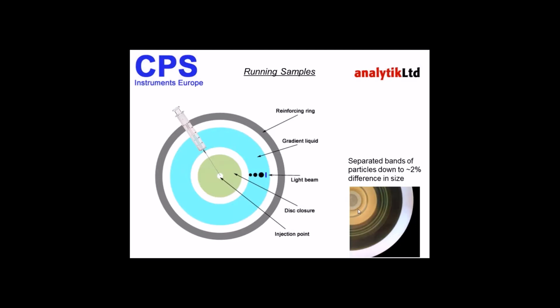If you look carefully here at this bottom right-hand corner of the slide, you will see a diagram showing separated bands of particles which are moving through a gradient. And we can see separated bands down to 2% difference in size. What's really important to understand is this is a chromatography technique, a separation technique with the ability to separate down to very small difference in size.